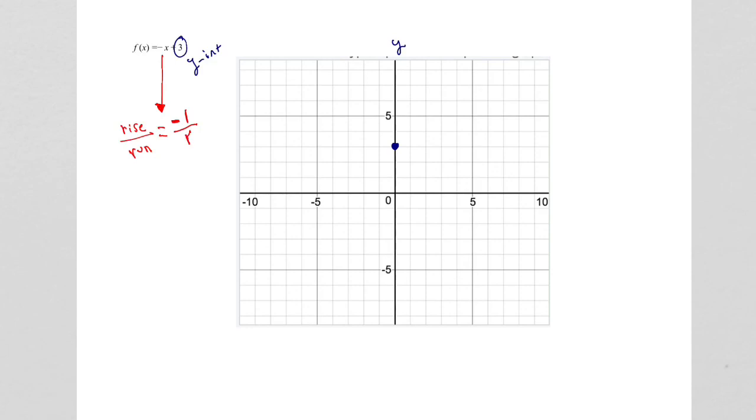So now, beginning at the y-intercept, we have to rise negative 1. Since we have a negative, we're actually going to fall. We're going to go down 1 and then to the right 1. So here we go down 1 to the right 1. We have this point. We go down 1 to the right 1. We got that point. And now the graph of the line is going to look something like this.